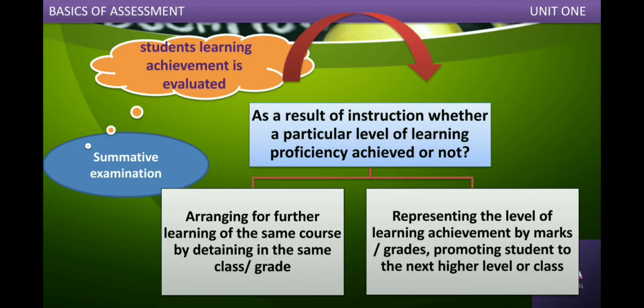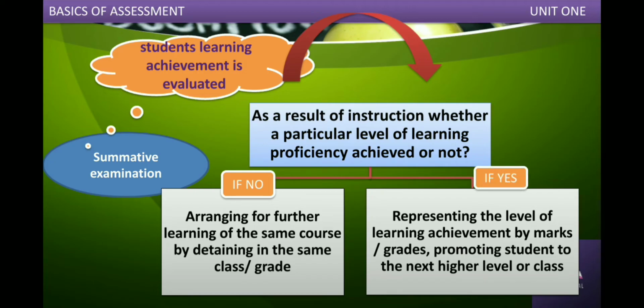As a result of the instruction, whether a particular level of learning proficiency is achieved or not, this is what we are checking in the summative assessment. If the student has achieved this particular level of learning proficiency, then it's very good. He can be promoted to the next class. If the proficiency is not achieved, what to do? Arrange for further learning of the same course by detaining him in the same class.